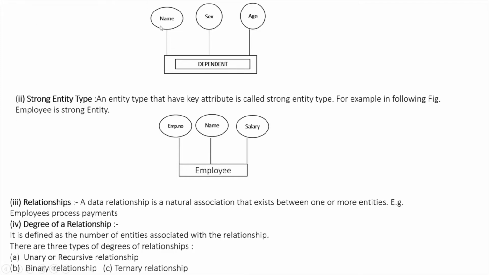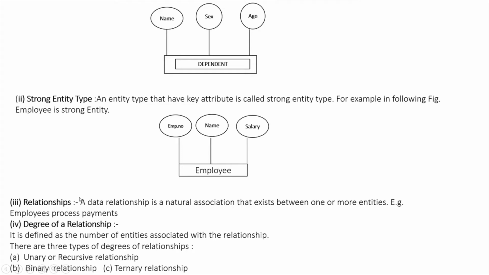Only dependent, name, sex, age. Second, strong entity type. An entity type that has a key attribute is called a strong entity type. For example, in the following figure, employee is a strong entity, with EMP number, name, salary and employer.